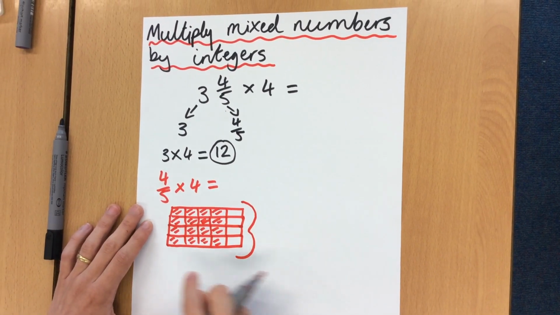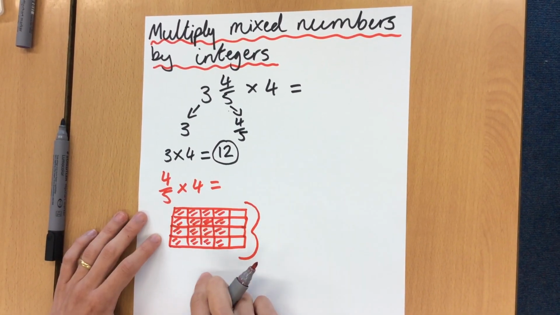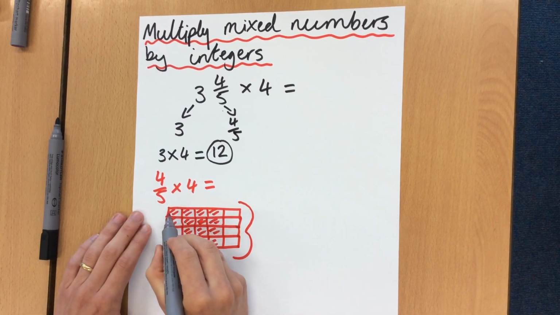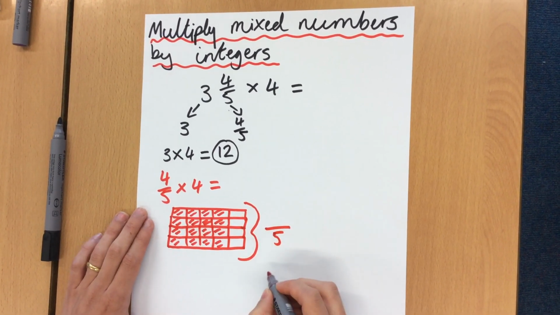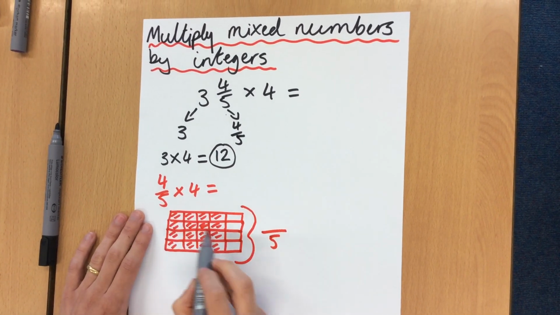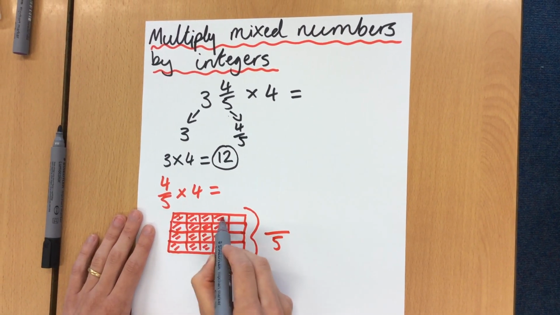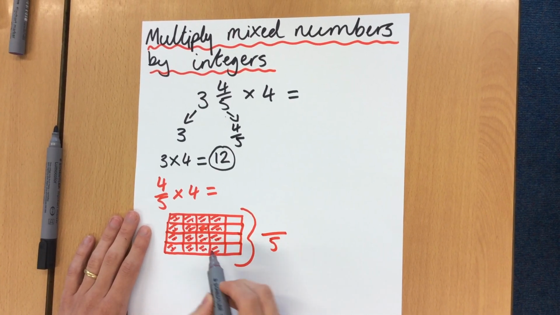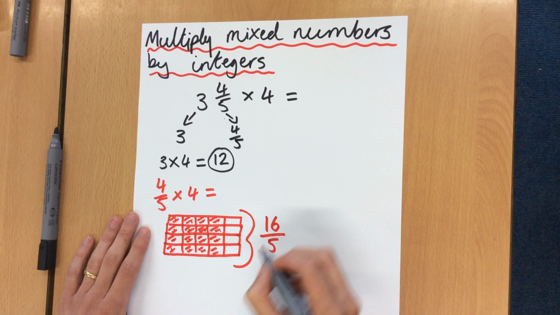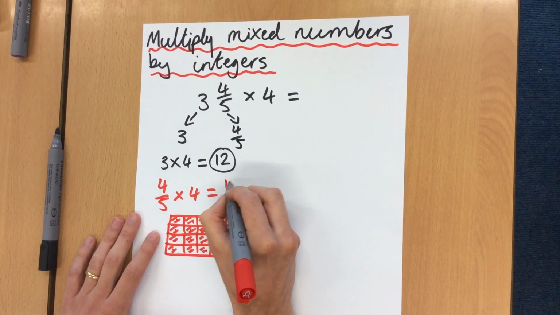I need to work out what this total is. What is the value of this? Well, I know I've got 5 parts to make the whole, so my denominator will still be 5. Well, what's my numerator going to be? Well, let's count our numerators here. 1, 2, 3, 4, 5, 6, 7, 8, 9, 10, 11, 12, 13, 14, 15, 16. So I've got 16/5. So I'm going to write that here.